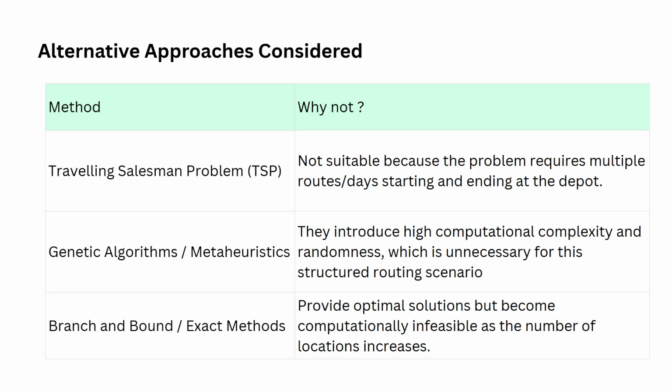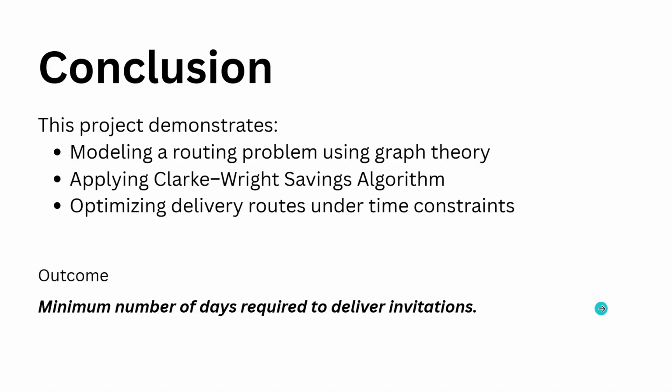As alternatives, I considered the traveling salesman problem. It is not suitable because the problem requires multiple routes or days starting and ending at the depot. Genetic algorithms or metaheuristics introduce high computational complexity and randomness. This is unnecessary for a structured routing scenario. Branch and bound, an exact method, provides an optimal solution but becomes computationally infeasible as the number of locations increases.